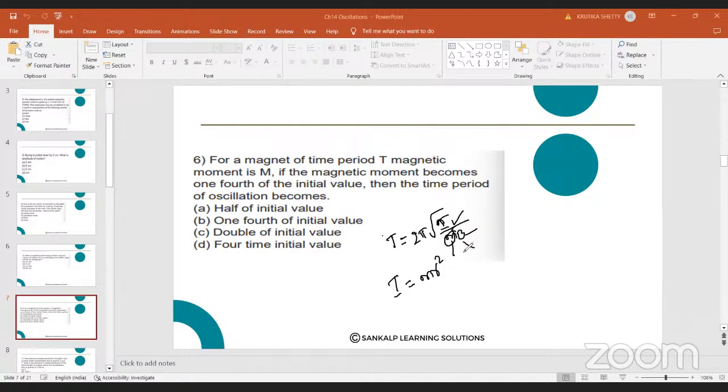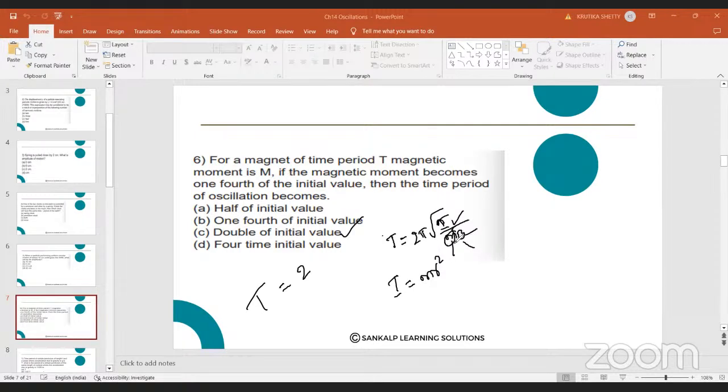What they are giving you in the question, the magnetic moment is becoming 1/4. So if the magnetic moment is becoming 1/4, whatever the time period is there, it is becoming twice. It is becoming twice, means double the initial value. It is option C. It is not option B. If that is becoming 1/4, here it is increasing by 2 times. Option C is correct.